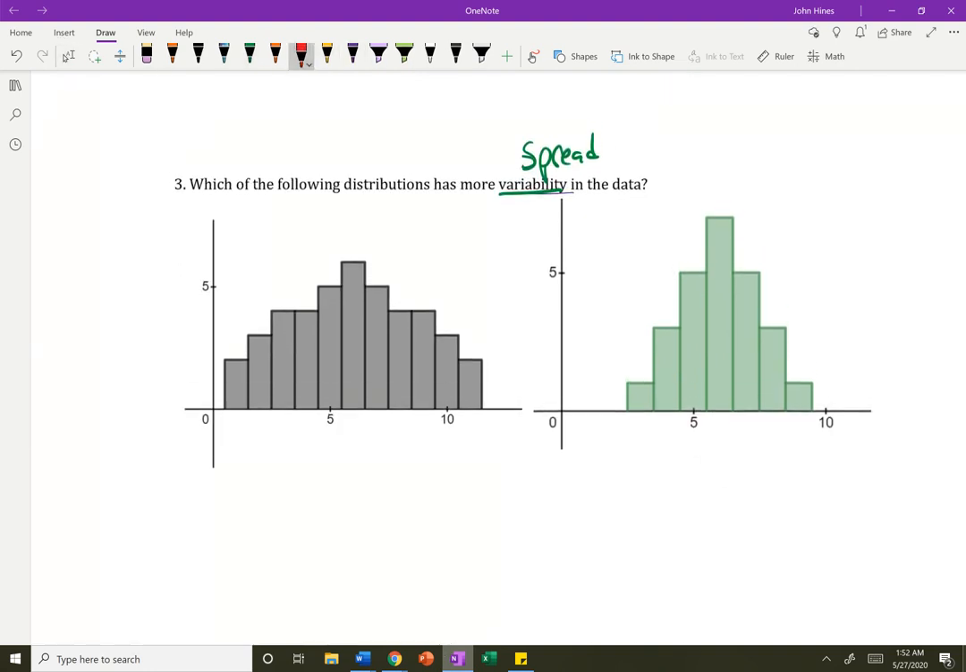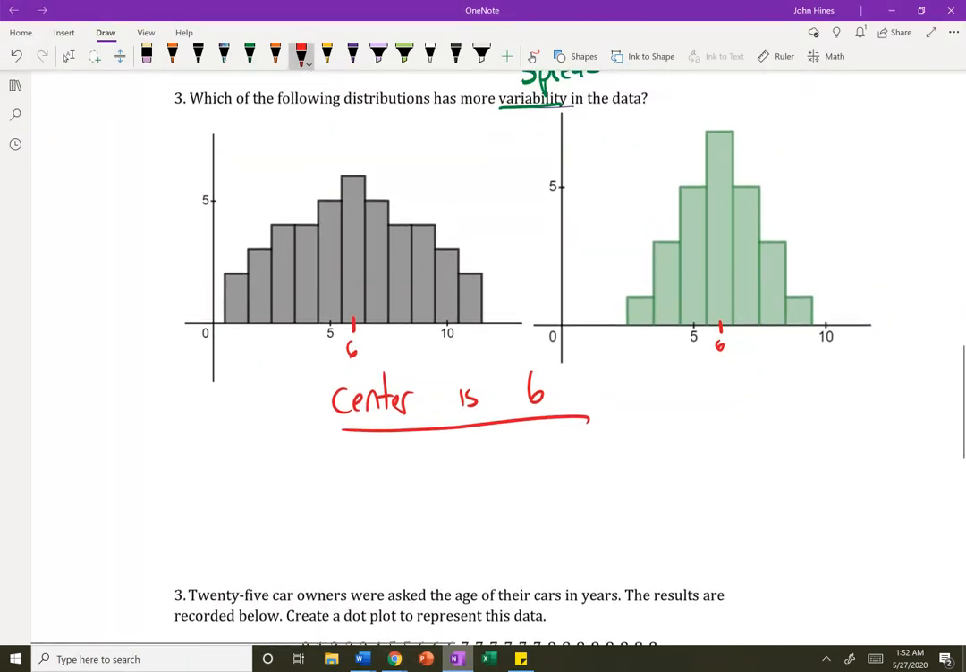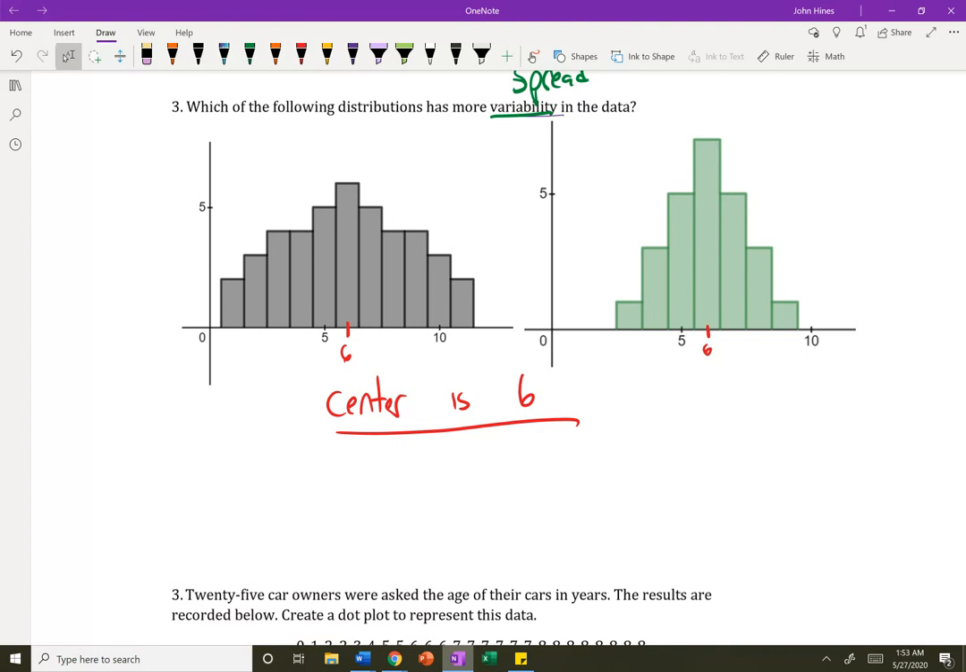Notice they're both centered above 5. They're both centered at 6 here, right? The center is 6. The mean and the median for both of these distributions is 6. But which one has more spread? Which one is the data more variable from the mean? So if we think about it, who's closer to the mean or who's more spread out from the mean?